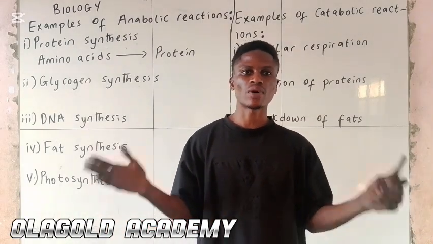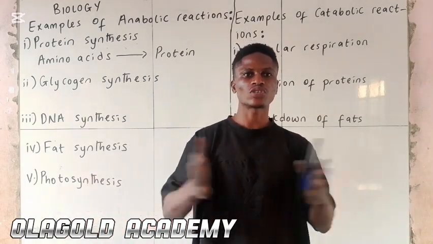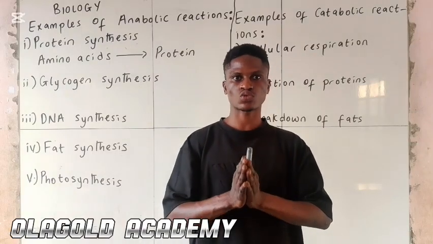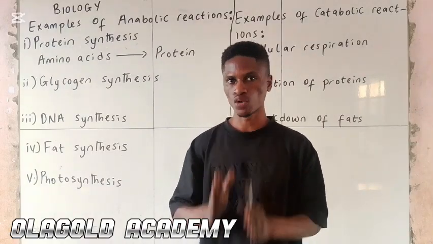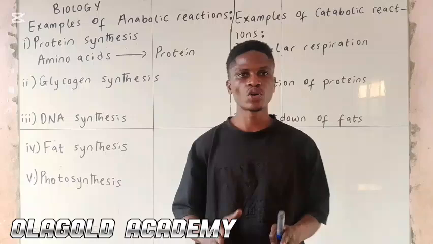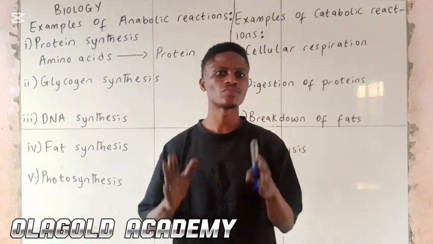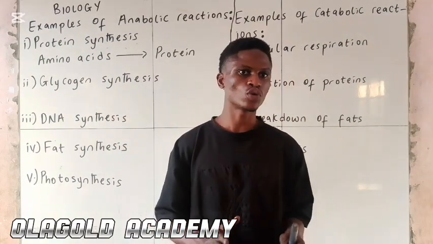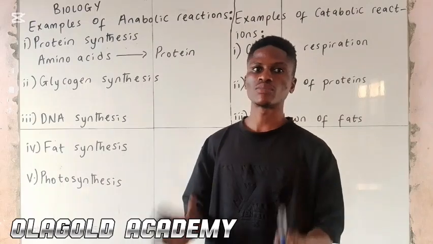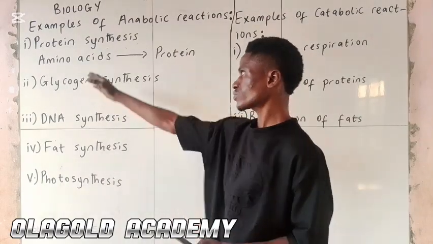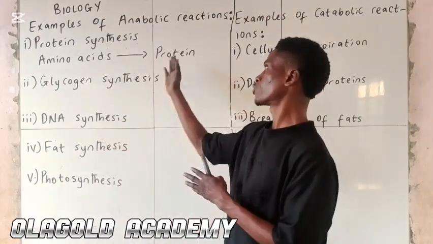So remember, anabolism is what? Coming together of smaller molecules to form a bigger molecule. So the smaller molecules that combine to form protein here are the amino acids. They combine to form protein.